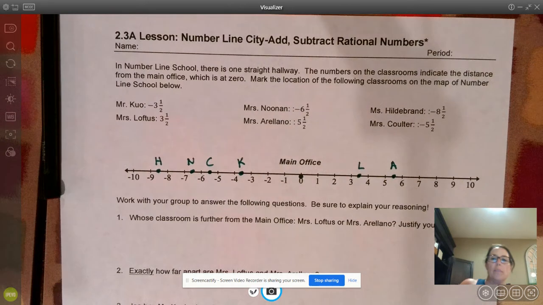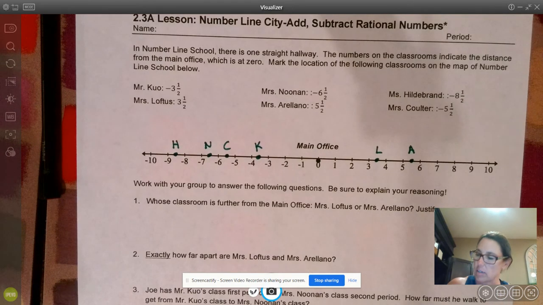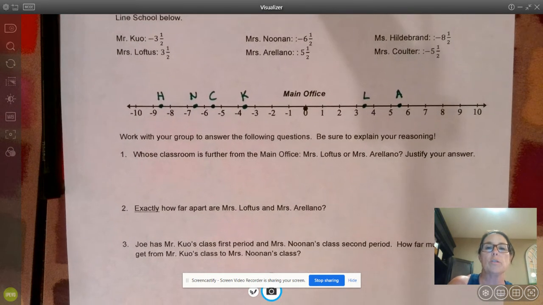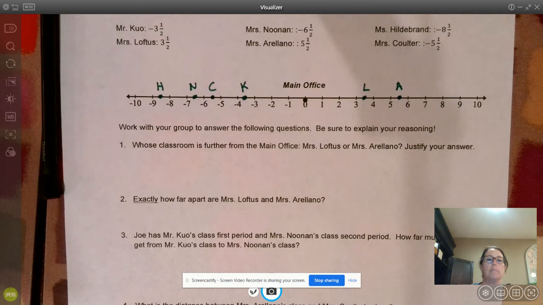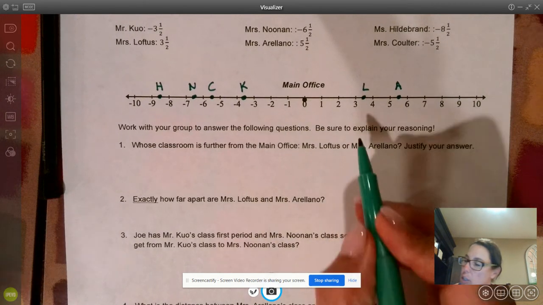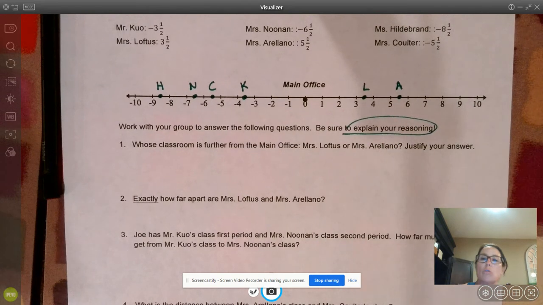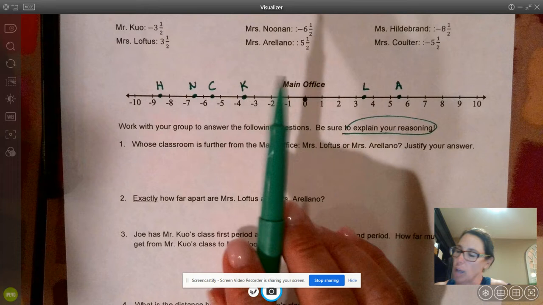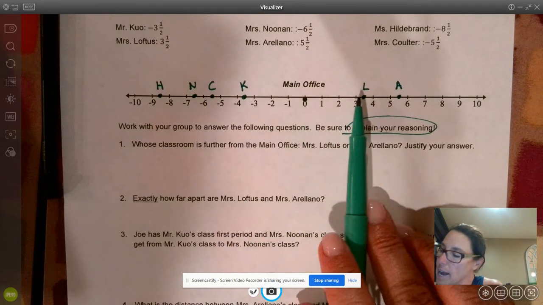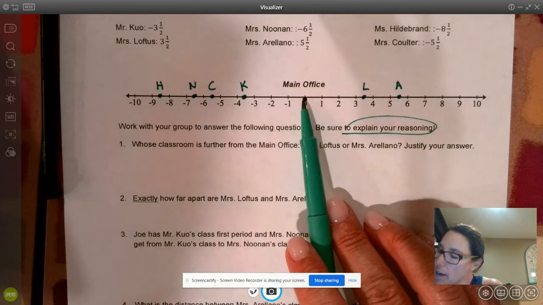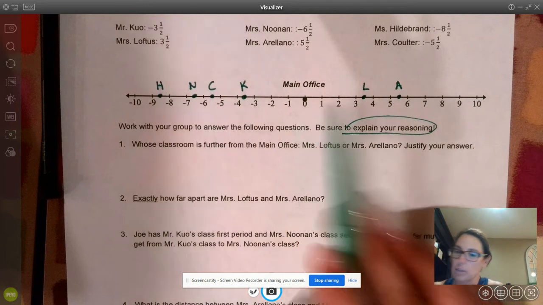All right, so we got them all labeled on there, and now we've got 6 questions to answer in regards to those spots on the number line. It says work with your group to answer the following questions. Be sure to explain your reasoning. So we need to make sure that we're following directions and explaining our reasoning when we give our answer. Whose classroom is further from the main office, Loftus or Ariano? Justify your answer. Loftus is here, 3.5 units away, and Ariano is 5.5 units away.